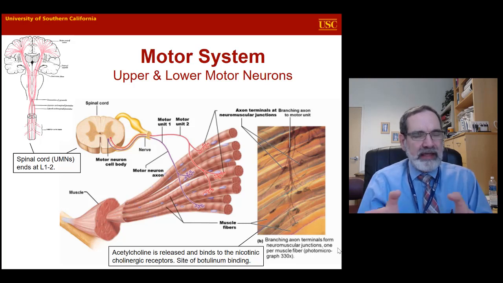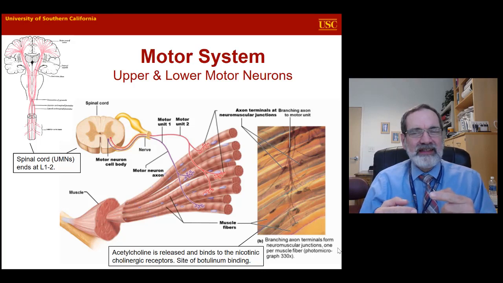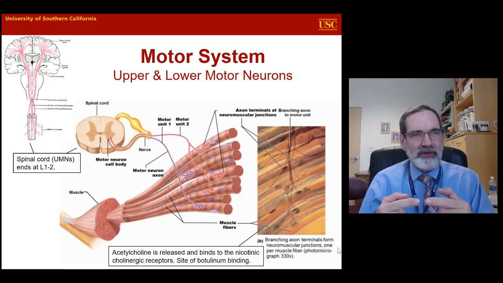The spinal cord ends at L1, L2. Somewhere between the brain stem for the cranial nerves and the end of the spinal cord, nerve roots come out which contain both sensory and motor components. So again, next to my little image or schematic of the brain, right next to it you see a cross section of the spinal cord.